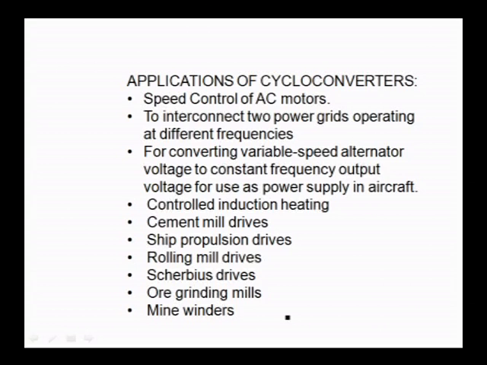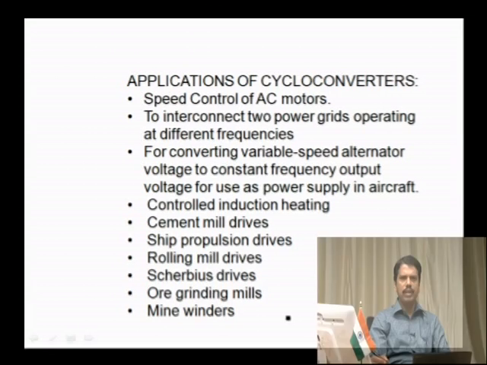So, these are the several applications of cycloconverters. The major application, just now I told, is speed control of AC motors. If you want to vary the speed of AC motors, you have to vary the frequency. It is an efficient method of varying the speed. Cycloconverters are just fit for this application, especially for low speed applications requiring rolling mills in the steel industry.